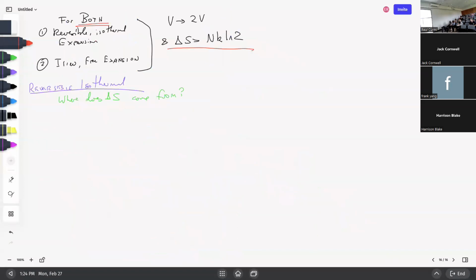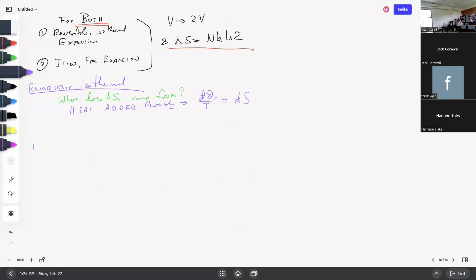So in this guy, where did the entropy come from? I can say it came from heat added reversibly, which gives d-bar Q over T, reversible, which is dS. Okay, so for that one, it's easy.